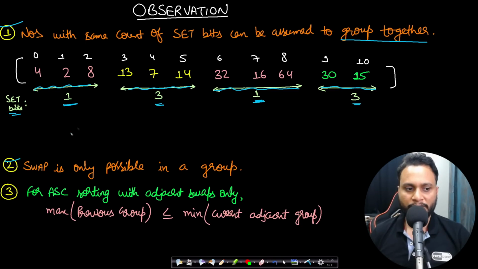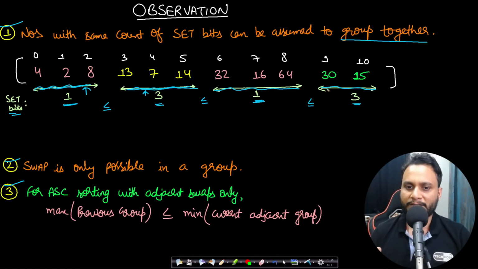Okay, so this leads to our third point: if you want to sort in ascending order, then if you compare the first group with the second group, the maximum of the first group must be less than or equal to the minimum of the second group. Otherwise, how will you make it ascending order? And this should be true for all adjacent groups. That means the maximum of the second group must be less than or equal to the minimum of the third group, and the maximum of the third group must be less than or equal to the minimum of the fourth group. If any one of the adjacent groups is not following this rule, this means that ascending order sorting will not be possible, right?